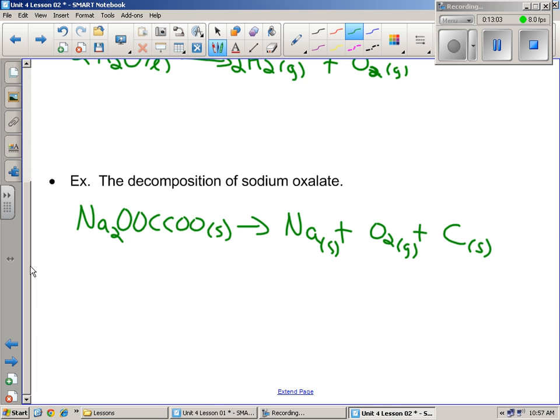Balancing, that's where you're going to take into account how many you need of each one, right? That's what balancing does for you. So, 2 sodiums, 2 sodiums. I got 1, 2, 3, 4 O's. Here I got 2 O's, so now I have 4 O's. 2 carbons on the left side, 2 carbons on the right side. Okay, and you are done.